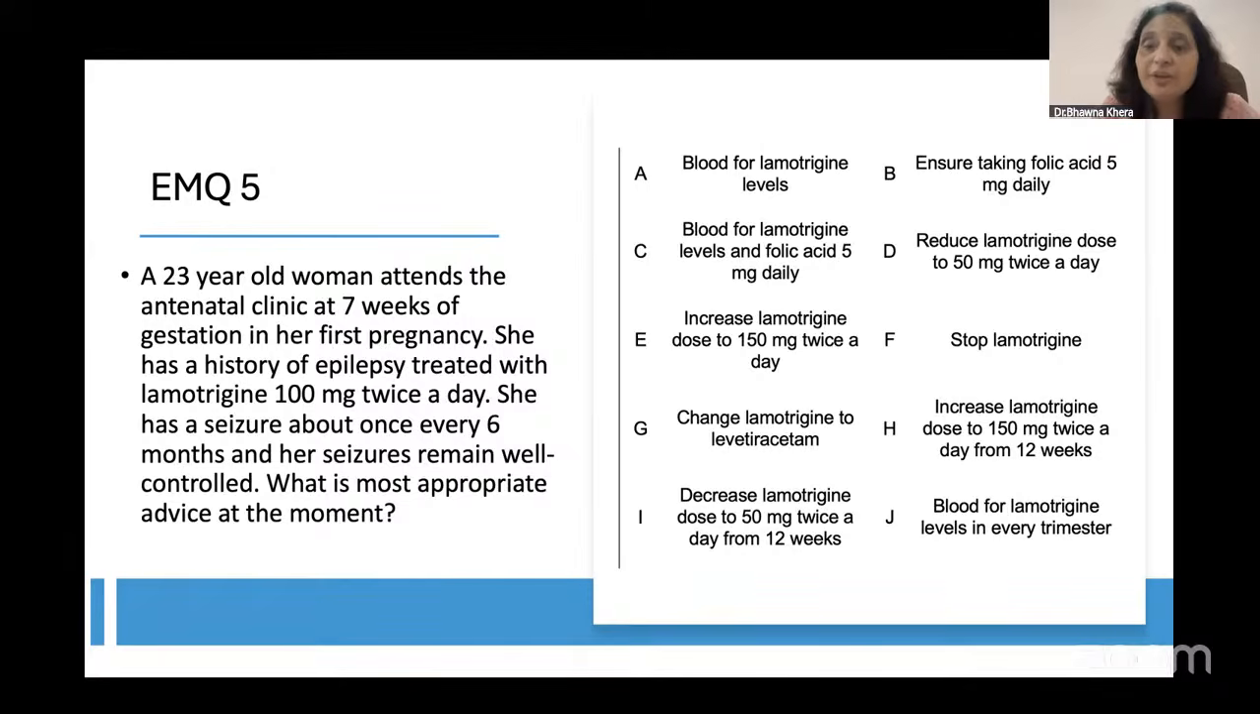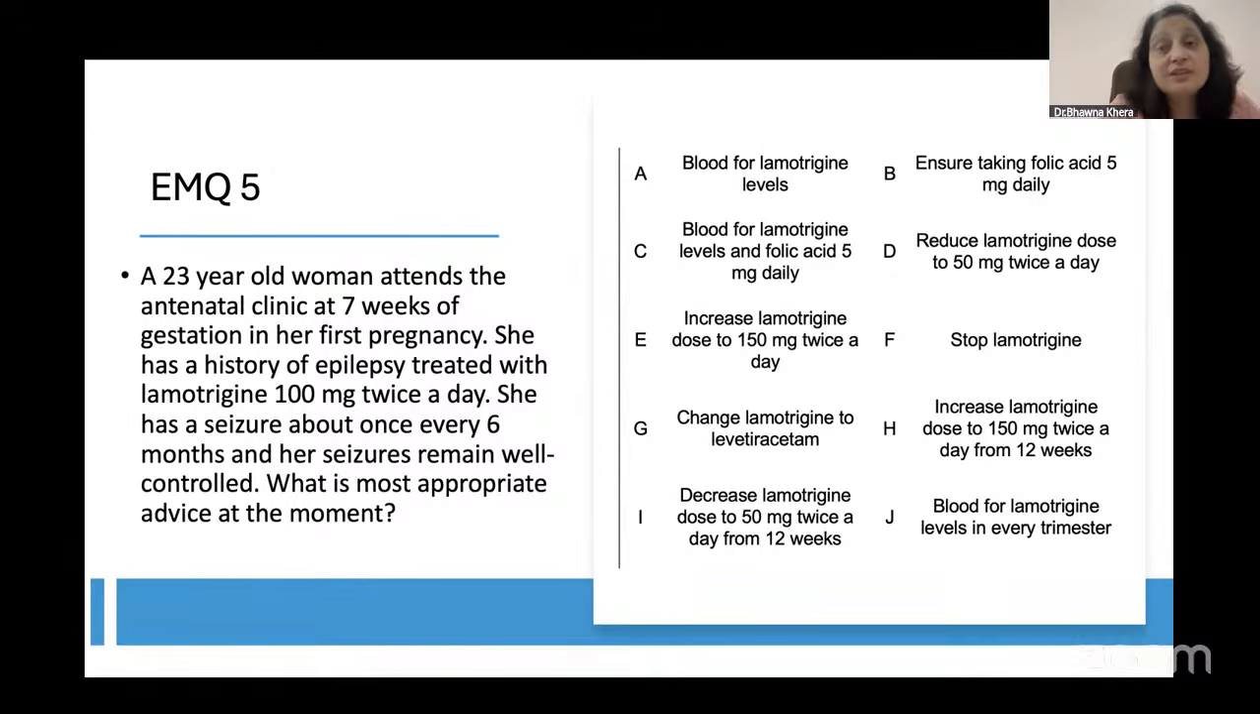So B is the correct answer here. Why are we not talking about the lamotrigine here? Because the patient is at 7 weeks of pregnancy. So in 7 weeks of pregnancy, we have to give folic acid 5 milligram. Now, why are we not choosing the C option? Because it says blood levels for lamotrigine and folic acid 5 milligram daily. There is no monitoring of blood levels of lamotrigine. We just have to adjust the dose, but blood levels are not routinely monitored.